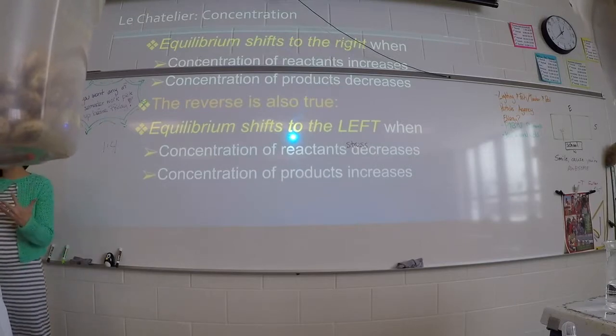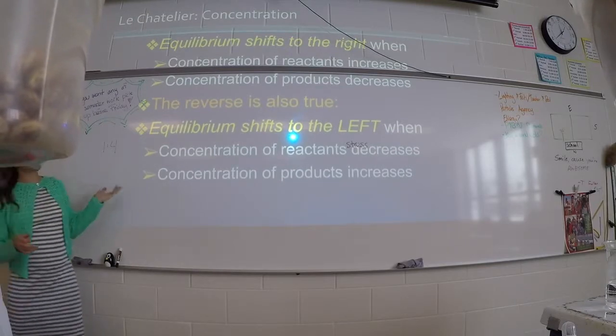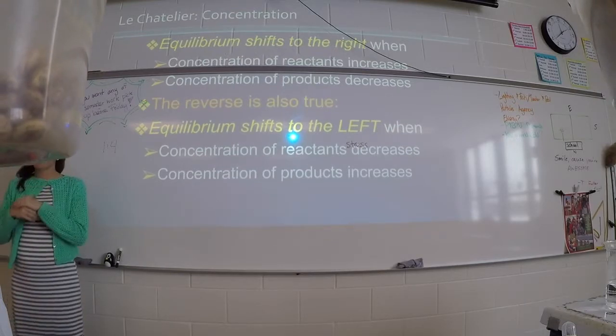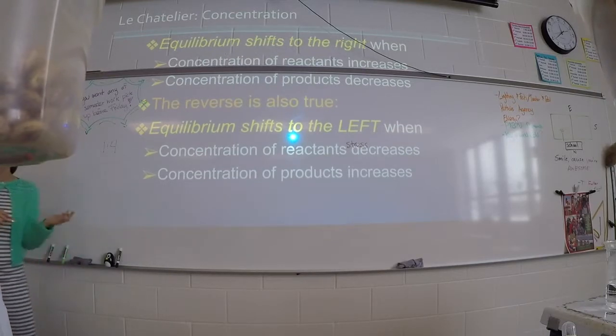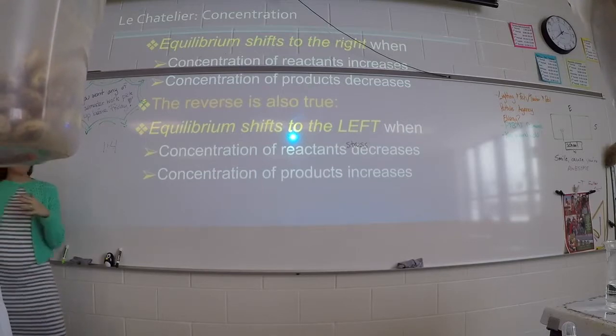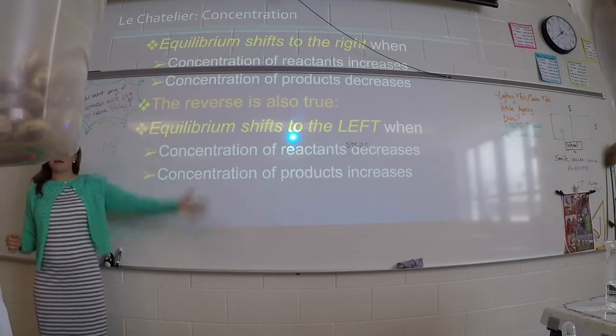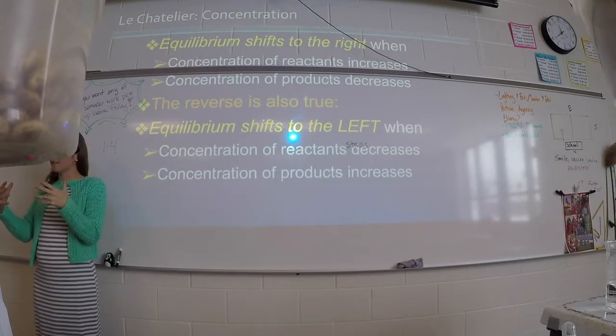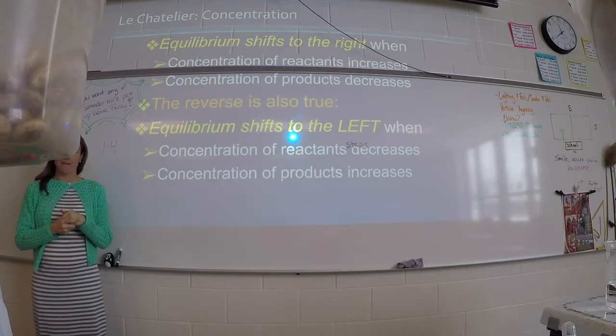Okay, so these are all the different examples we could have. It's going to shift to the right if concentration increases in the reactants, or if the products decrease. It will shift to the left if the reverse happens. Okay? So once again, I don't encourage you to memorize these things. More if you understand how Le Chatelier's principle works, you can answer any question about it.